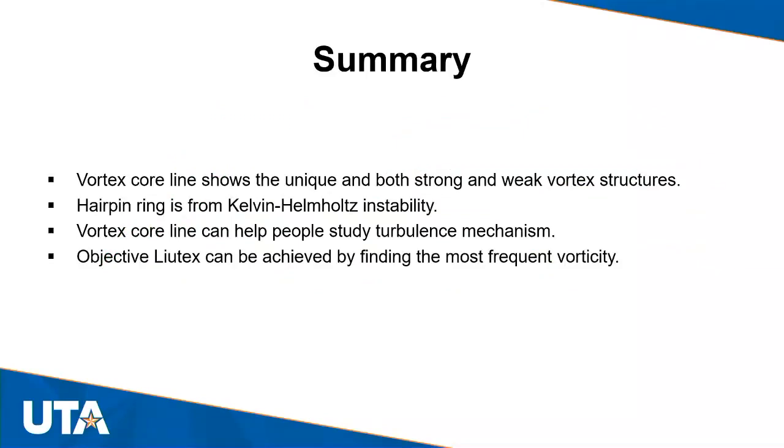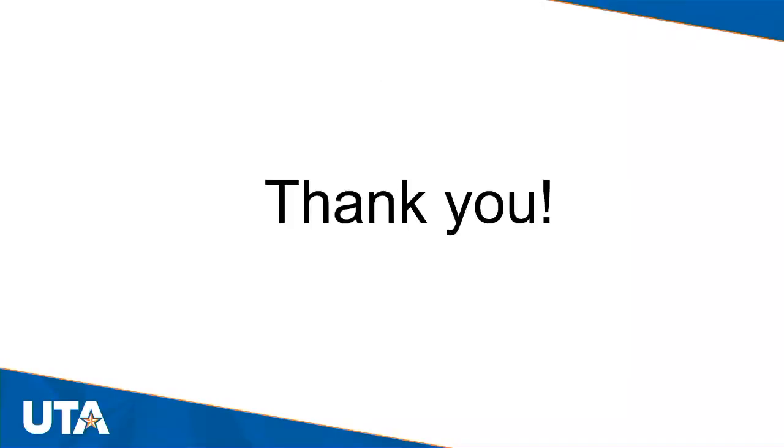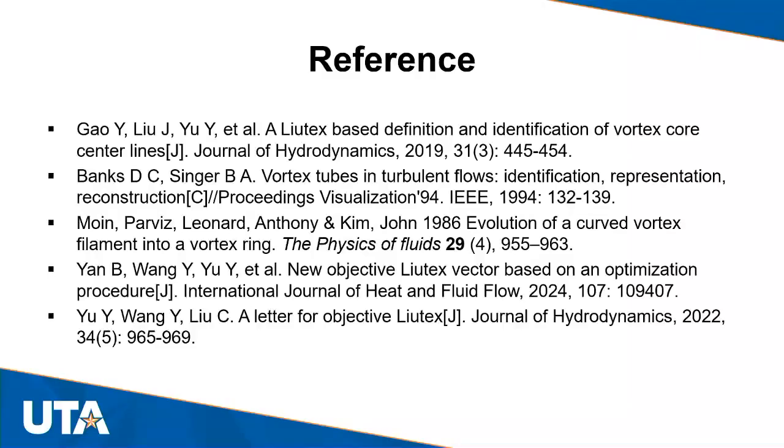In summary, the vortex cone line shows unique strong and weak vortex structures. By analyzing the vortex cone line, we think the hairpin ring comes from the Kelvin-Helmholtz instability, and the cone line can help people study the turbulence mechanism. We can achieve objective Liutex by finding the most frequent vortices. Thank you. Thank you.